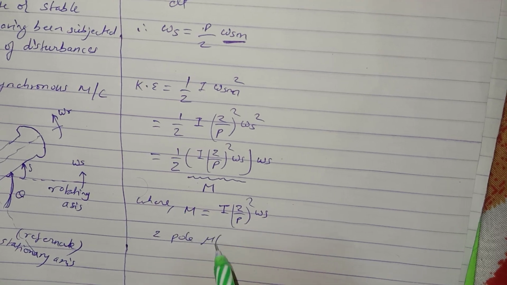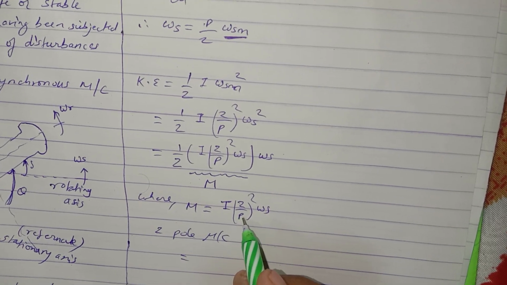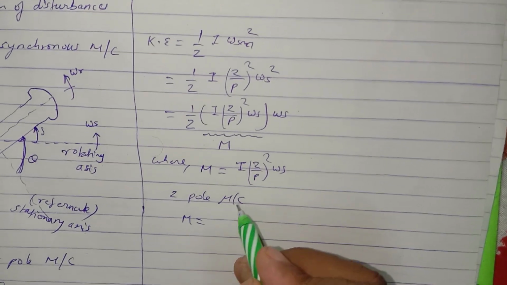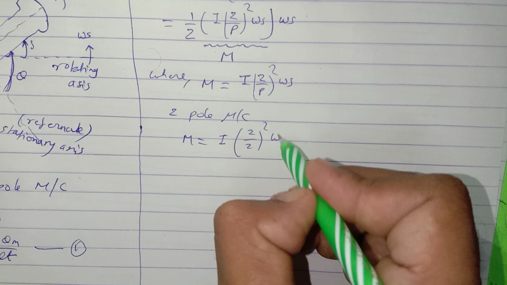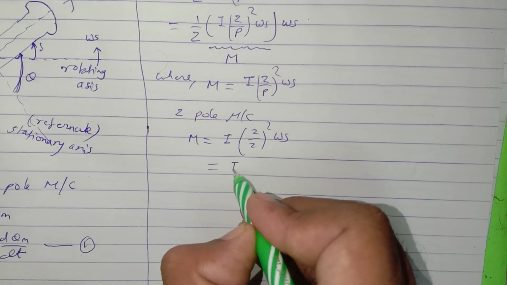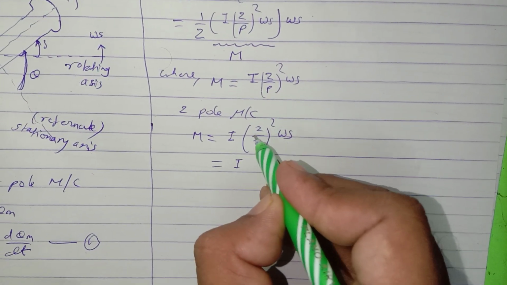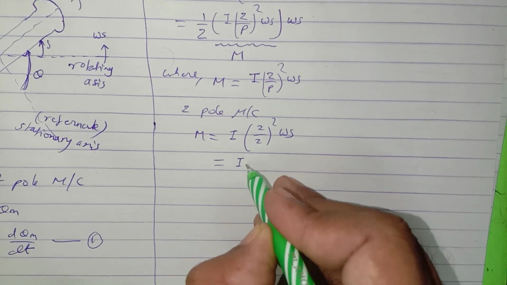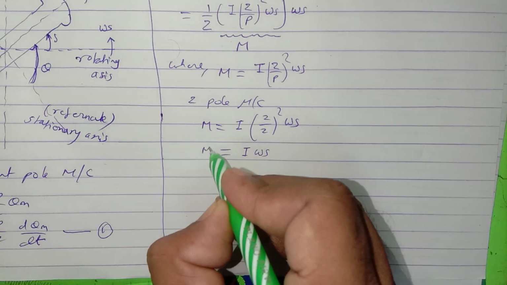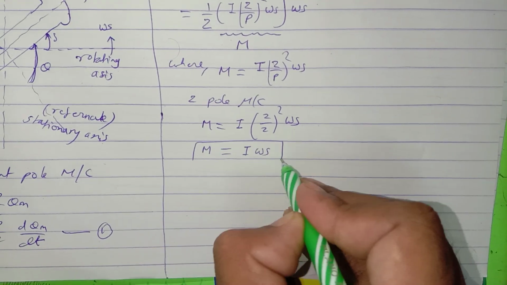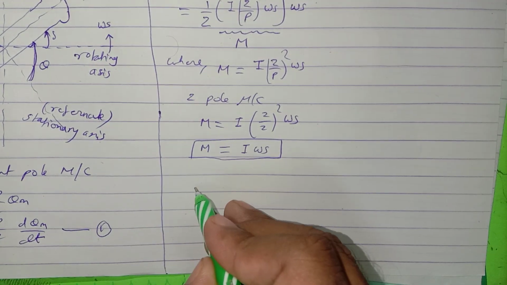Now for a two-pole machine, put the value of P equal to 2. So we get M equal to I 2 by 2 square into omega s. If you cancel these terms, it becomes 1 square, and 1 square is nothing but 1. So the value becomes M equal to I omega s, where M is the inertia constant.